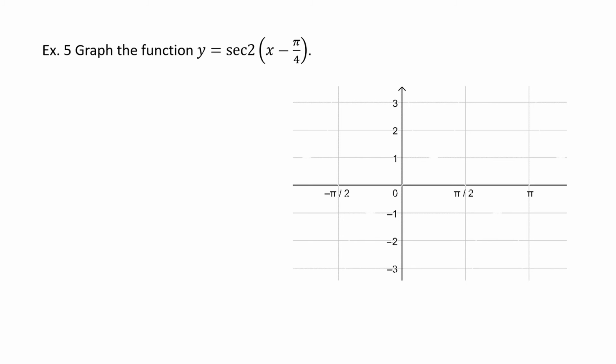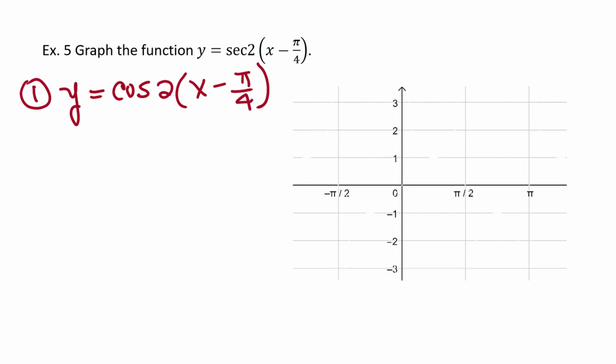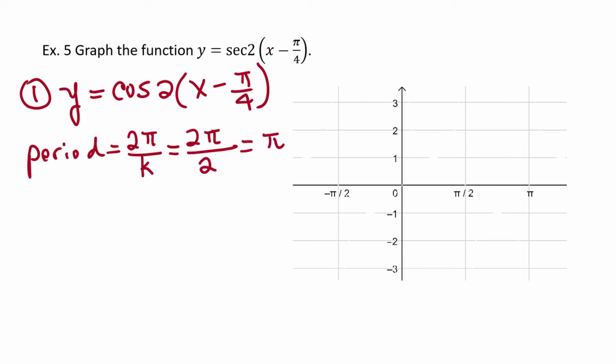In order to graph this function, what you need to do is just graph y equals the cosine of 2 times x minus pi over 4. And so let's find some key parts. We need to find the period. The way to find the period of sine, cosine, secant, and cosecant is 2 pi over k. And in this problem, the k within the argument is the number 2. So we get that the period is pi.